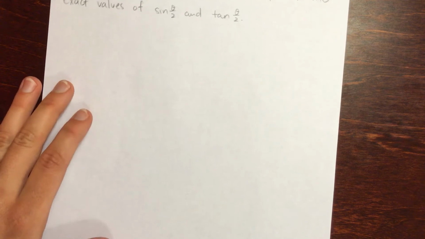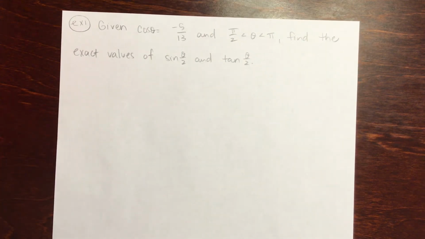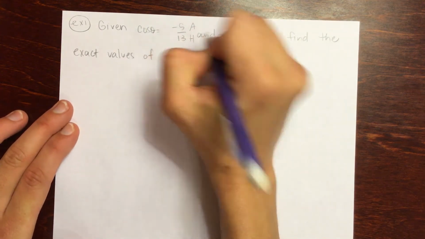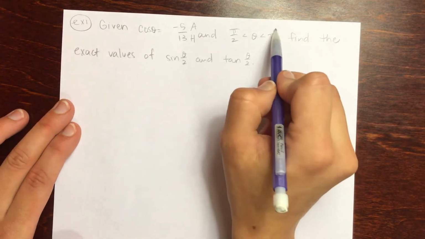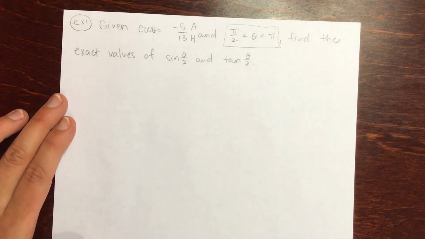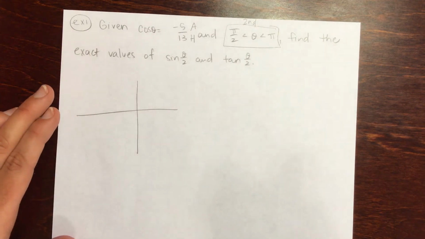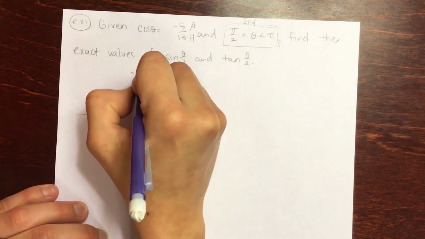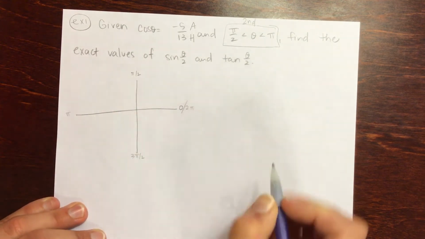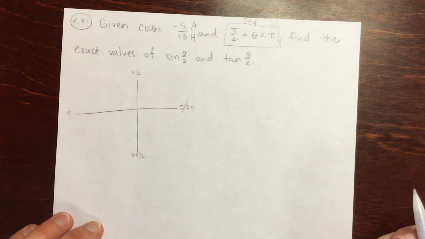Let's do an example. Okay, they tell us that cosine is negative 5/13. This is the fraction, negative 5/13. And then they tell us this really weird way to say we're in the second quadrant. When you write out your coordinate plane, you go from 0 to pi over 2 to pi, 3 pi over 2, and 2 pi. So if theta is between pi over 2 and pi, that means we're in the second quadrant. That's what that means.